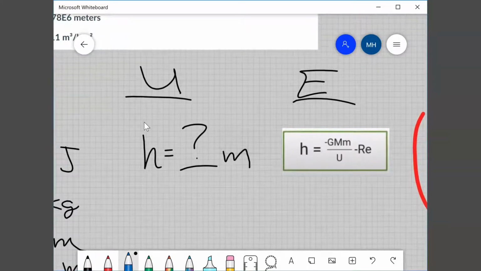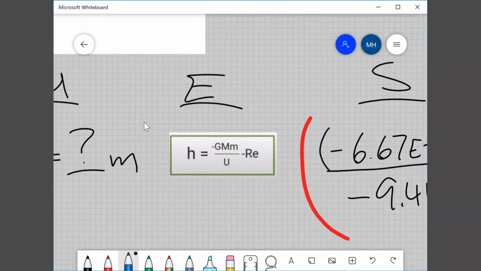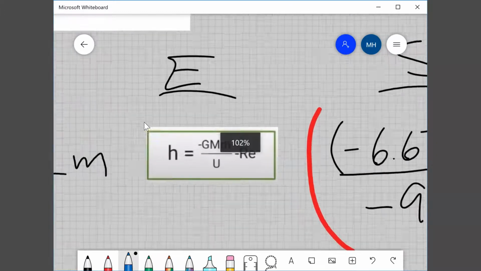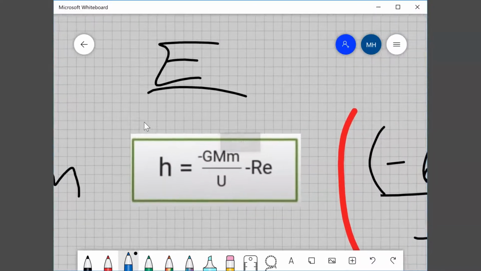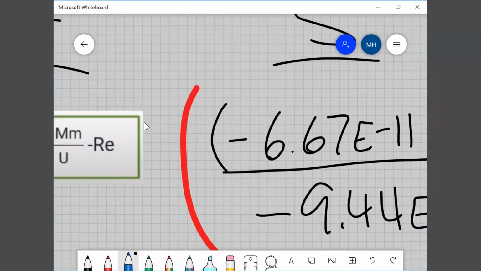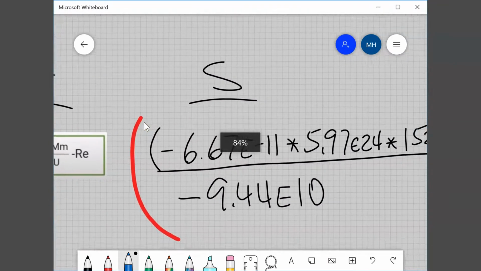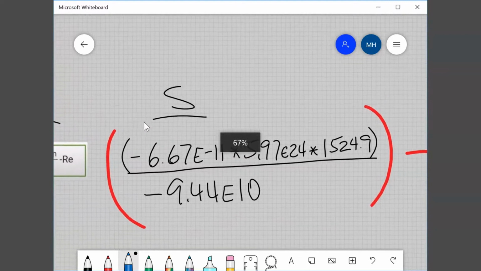So we're looking for height. That's going to be in meters. The equation we need is from the lecture that I posted. The height is equal to negative G capital M lowercase m divided by U minus the radius of the Earth. This is a pretty complex calculation to put in a calculator. It's lengthy, so you have to keep track of your parentheses or break it into steps.